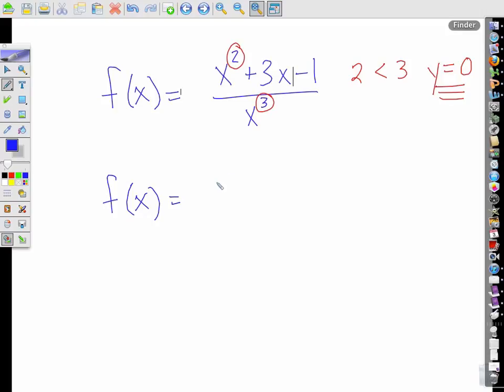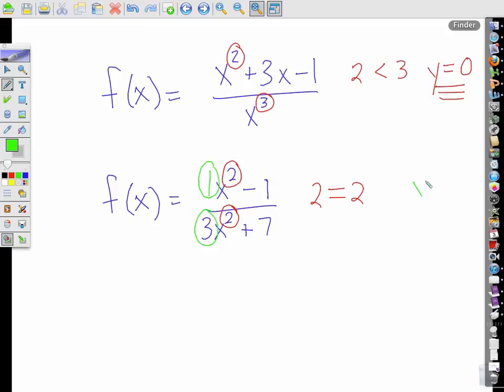All right, another example. If f of x equals x squared minus 1 over 3x squared plus 7, the degree on top is 2, the degree on bottom is 2. So since 2 is equal to 2, then the ratios, you're looking at the numbers in front now. And the numbers in front would be 1 and 3. So y equals 1/3 is your horizontal asymptote.